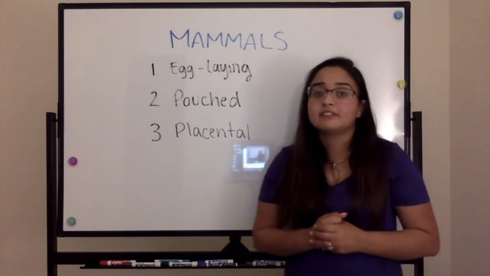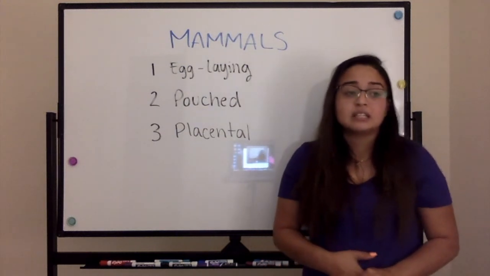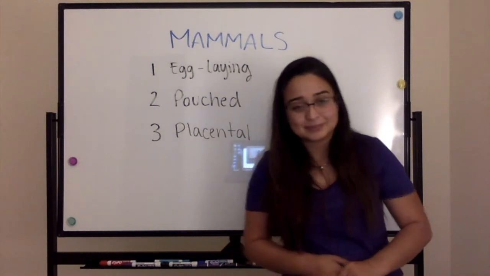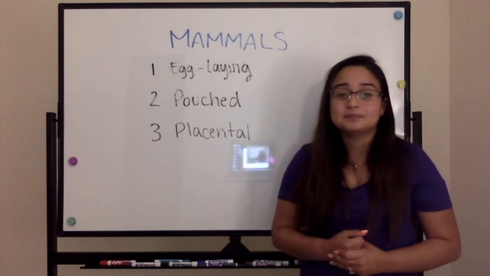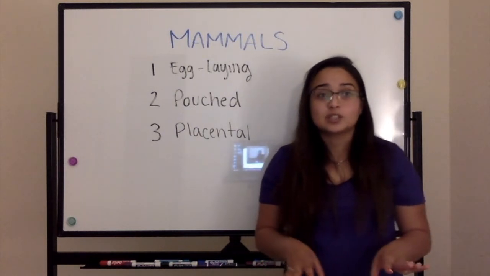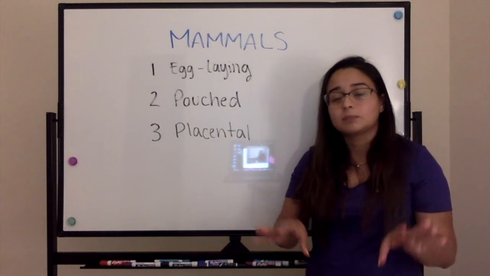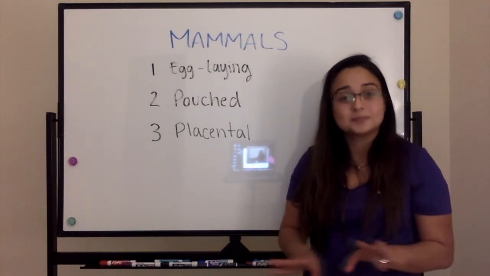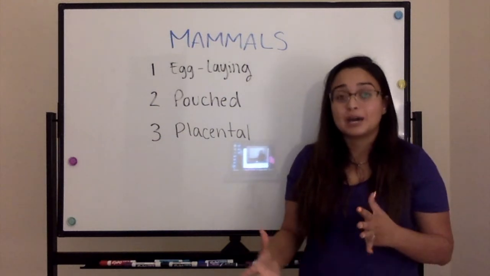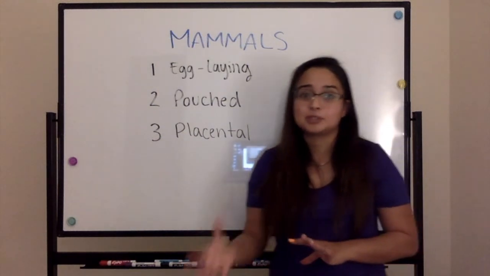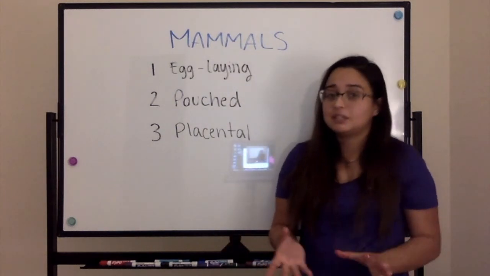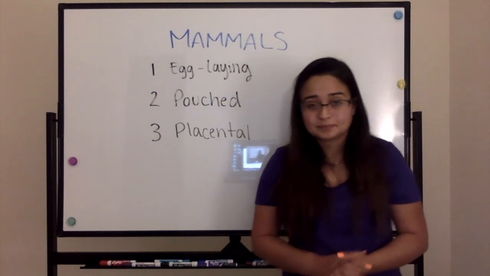Now, second, we have the pouched mammals. This is where the first animal that comes to my mind is the kangaroo. Now, the kangaroo isn't the only one. There's also the opossum, and then there's also the koala. Most of these pouched mammals actually come from Australia, but there are a few that live elsewhere. But for the most part, they are in Australia.